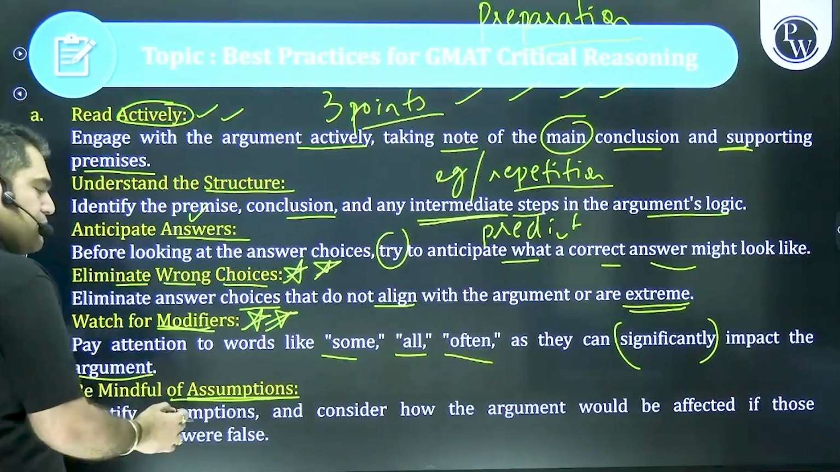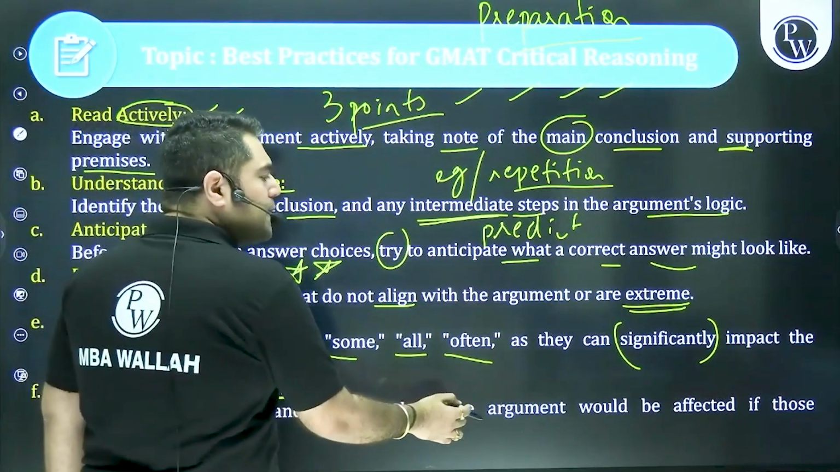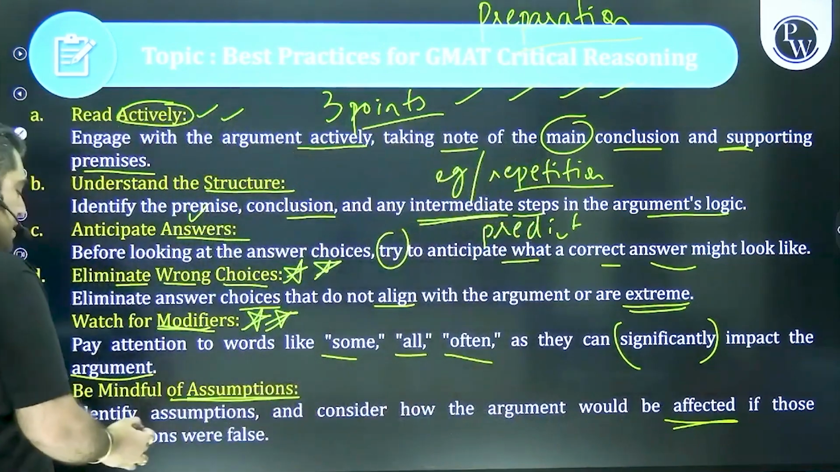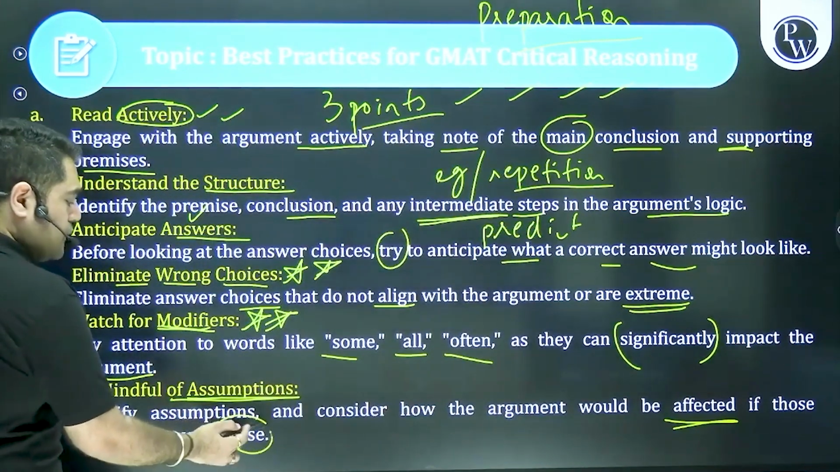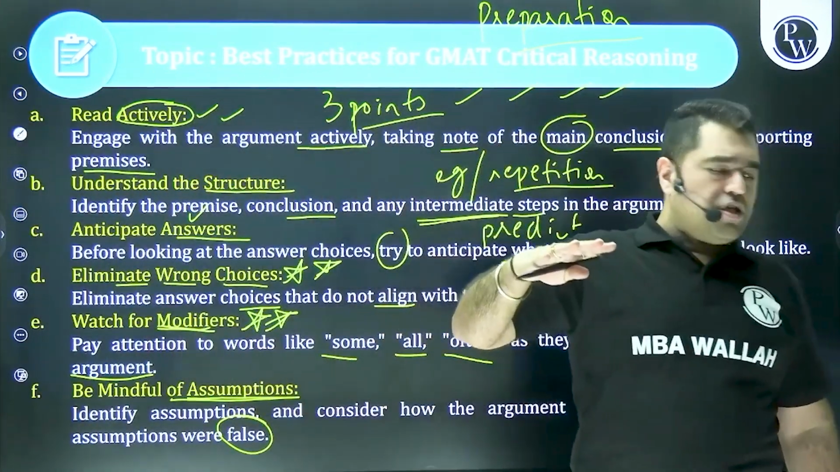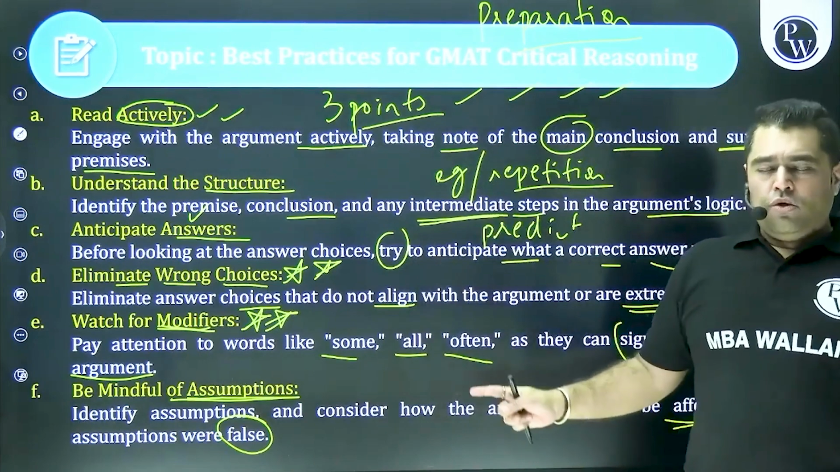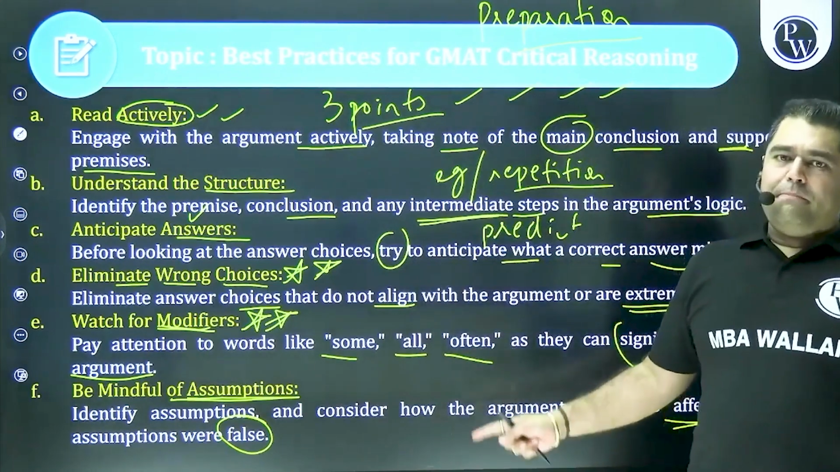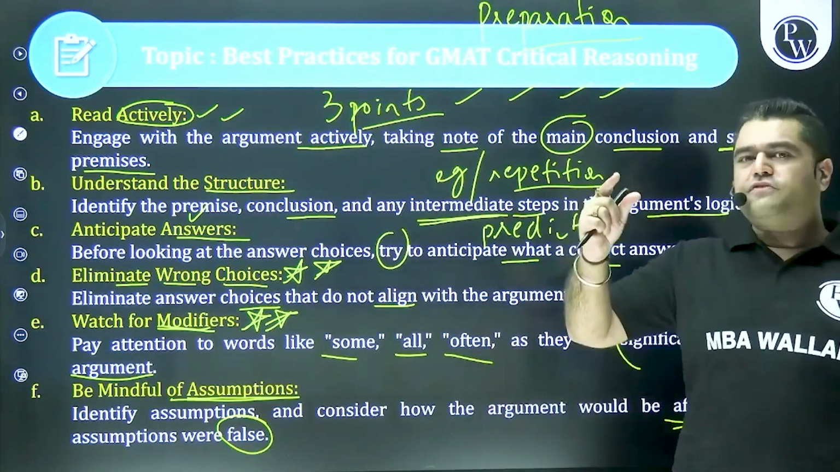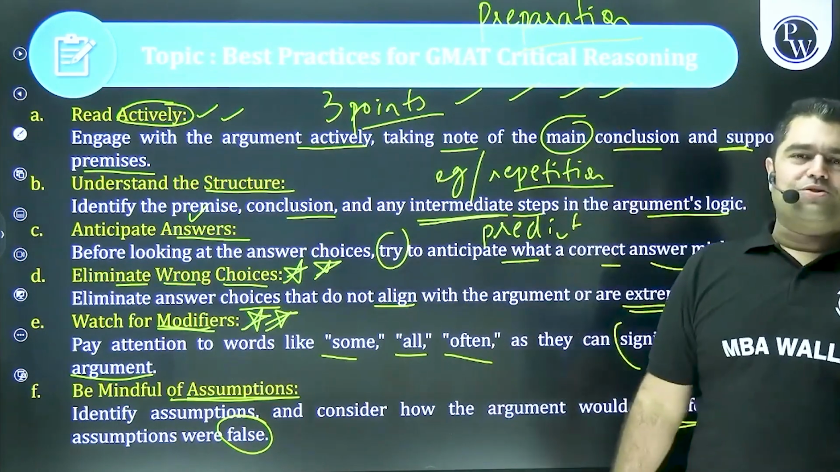So identify assumptions. Consider how the argument would be affected if these assumptions were false. Assumption is the starting point. Assumption is the base. Assumption is the most important thing. So be mindful of them, be aware of them. We'll practice and get to them. They're tricky, but if an assumption is false, the whole argument falls apart. So keep this in mind.